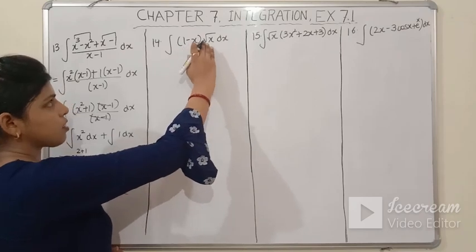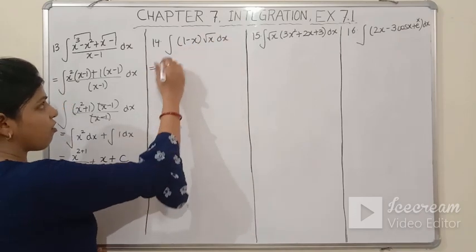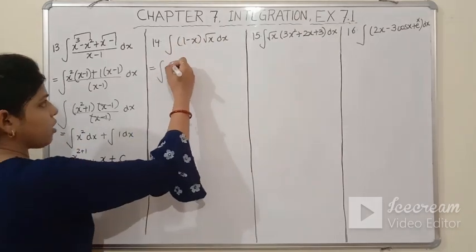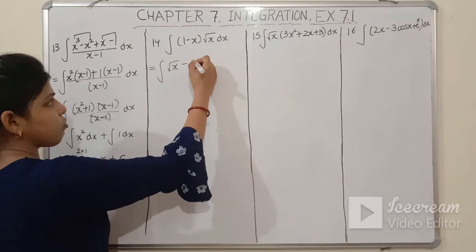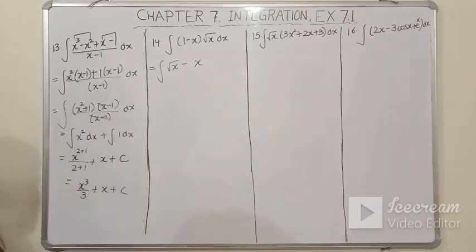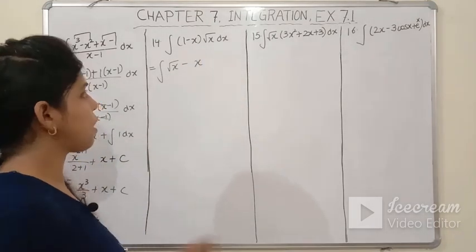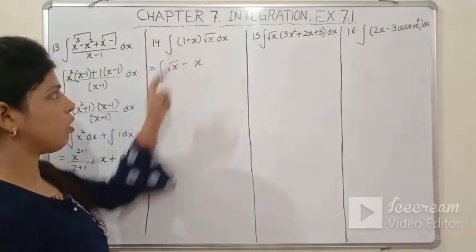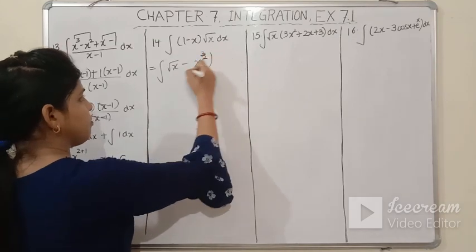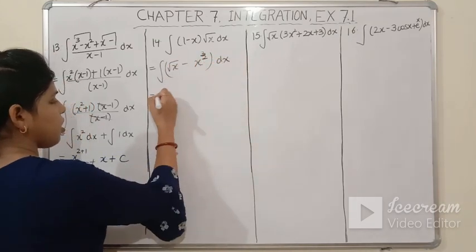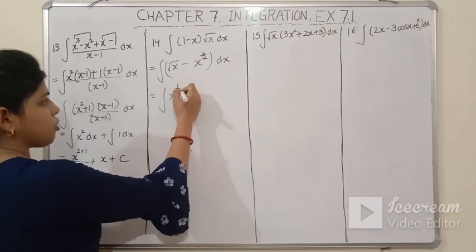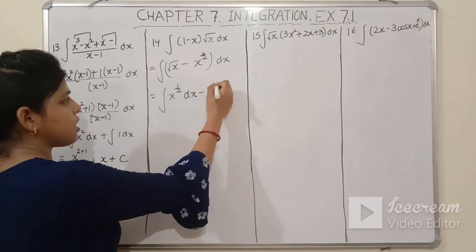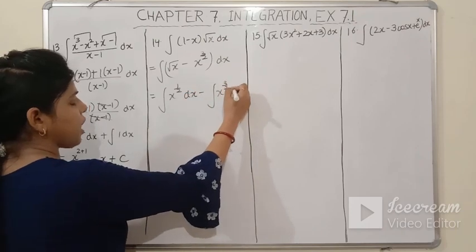Integration of 1 minus x into square root of x dx. So first of all, we have to multiply each term in this bracket by square root x. So what I'm going to get, root x minus x into square root x will become, as we know that a raised to power m into a raised to power n is a raised to power m plus n. So we are going to add the powers of these two terms. So 1 plus 1 by 2 is going to be 3 by 2. Now splitting the integration over each part, square root x can be written as x raised to power 1 by 2 dx minus integration of x raised to power 3 by 2 dx.